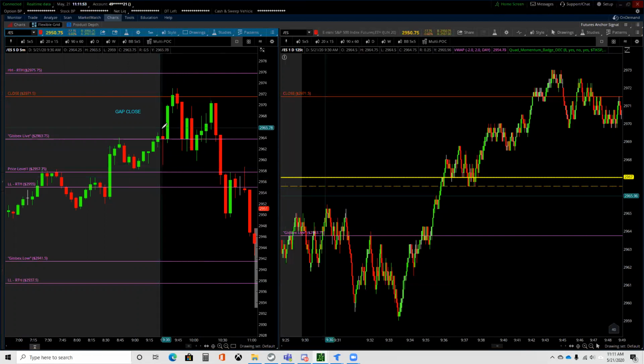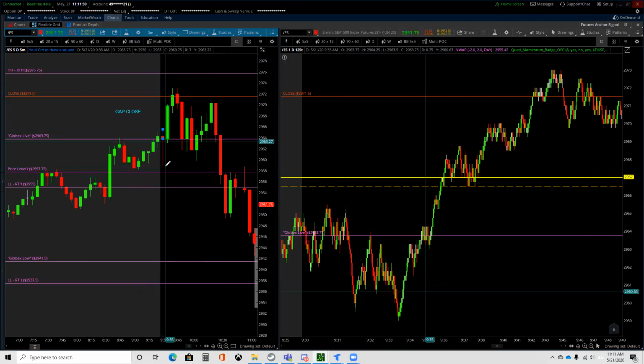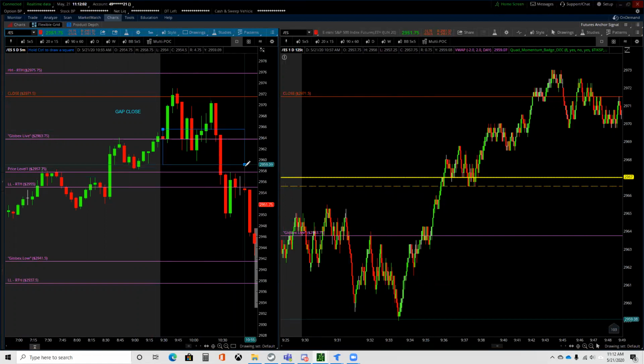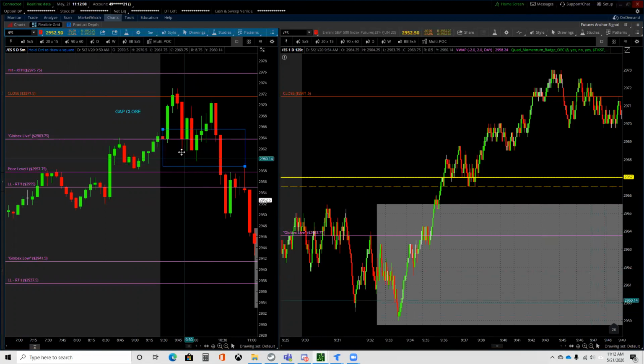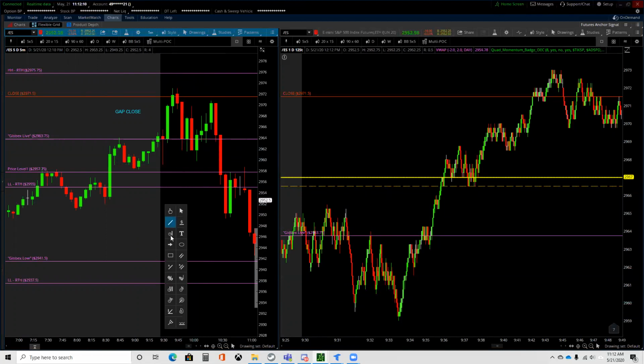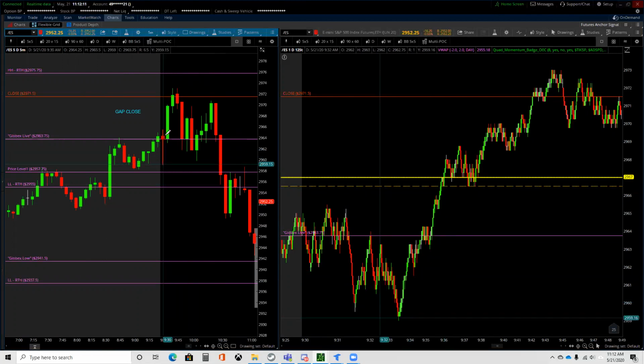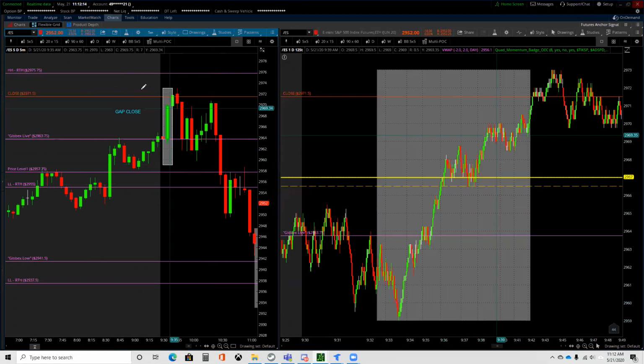We have two different ways to mark open range. This is a 5-minute chart. We can use the 5-minute candle, the high and the low of that candle, or we can just use the pivot, and I like the pivot better. So we would go from the low of this candle to the high up here, and that becomes our open range.